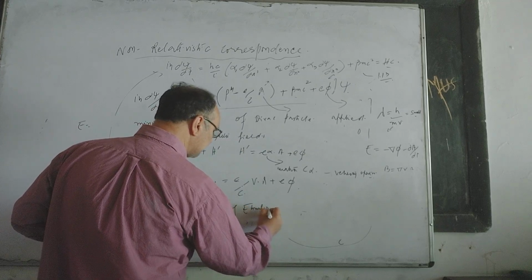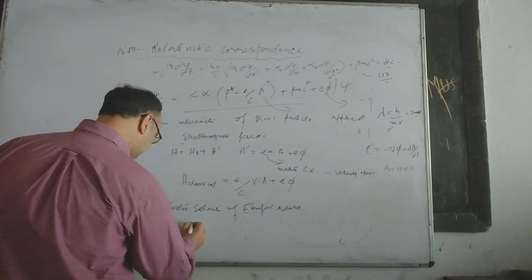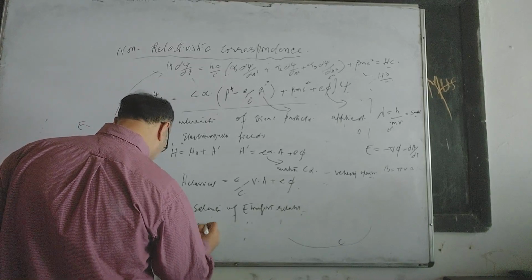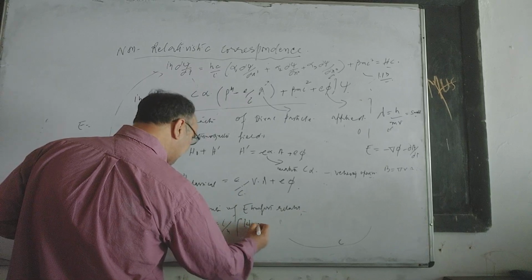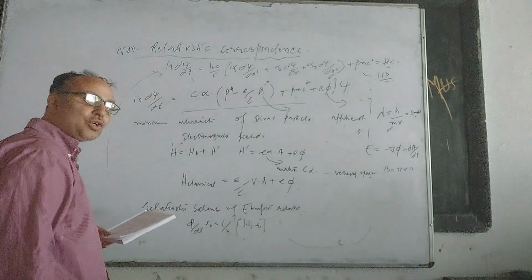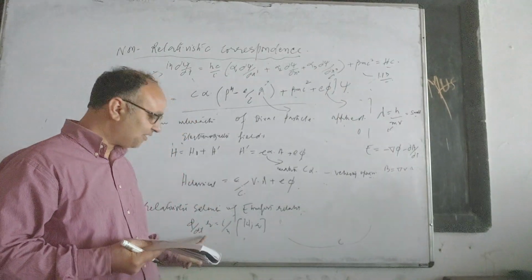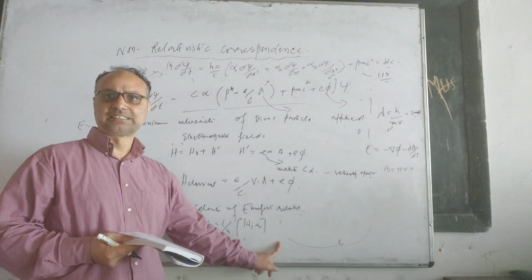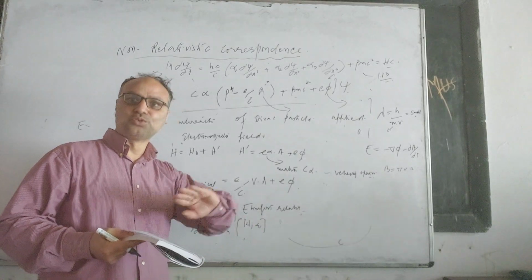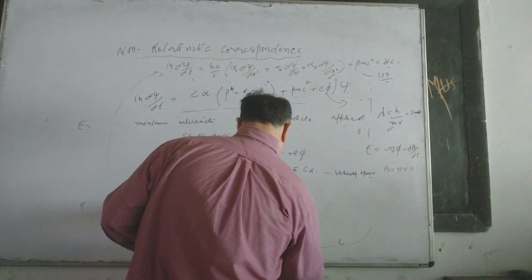Ehrenfest relation, where d by dt of r. So I just recommend you, it means another thing. It's an exercise at the end in the book: how we arrived at it. Here I am not going to show you. It's just an exercise. How can we write them like this?